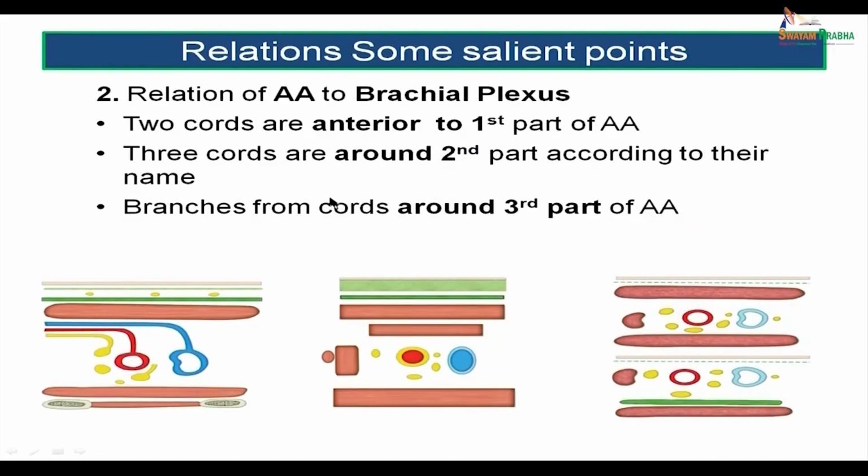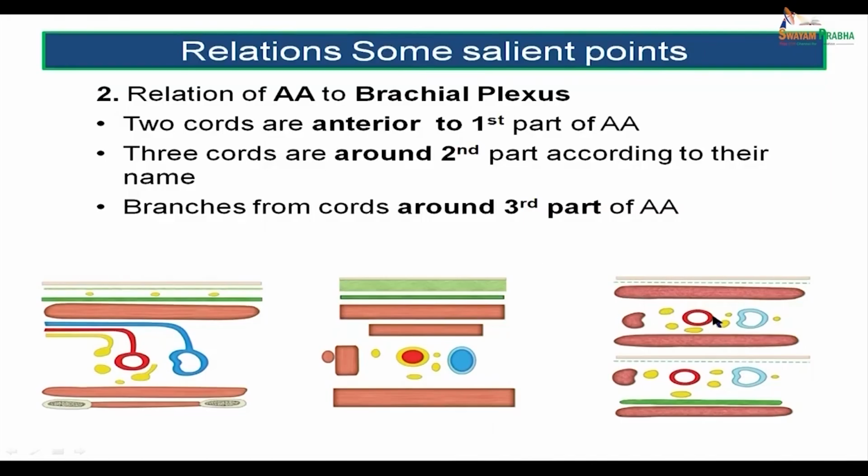The second salient point in the relations are the relations of the cords and branches of brachial plexus to the axillary artery. In the first part, the axillary artery is related to two cords of brachial plexus which are lying anterior to the first part. In the second part, the three cords are around the second part of the axillary artery according to their names, meaning the medial cord is lying medially, the posterior cord is lying posteriorly and the lateral cord is lying laterally.